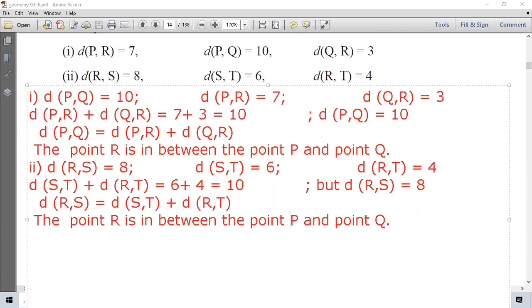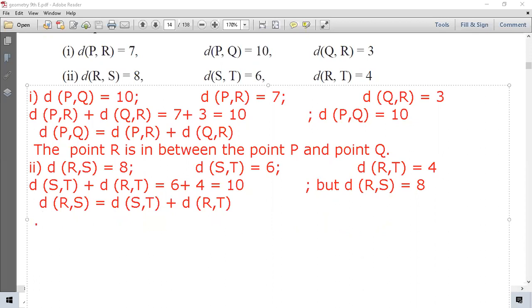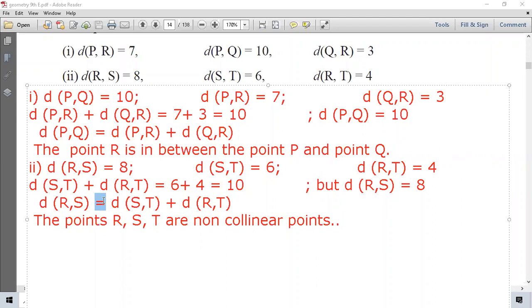Okay, so you can say here the points S, T are non-collinear points. They are non-collinear points. Understood? What changes you need to do here: you have to cross this out, that is not equal, and write that here again. Okay, do it.